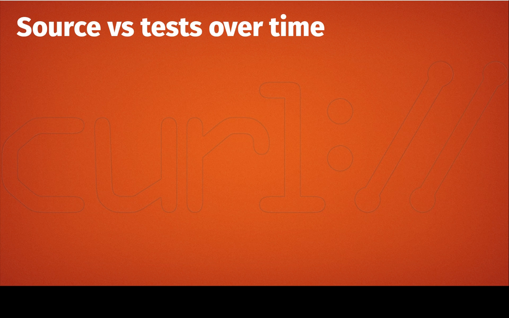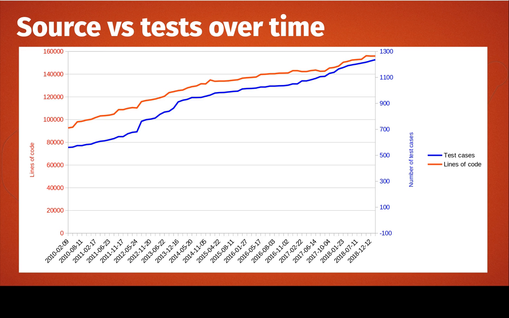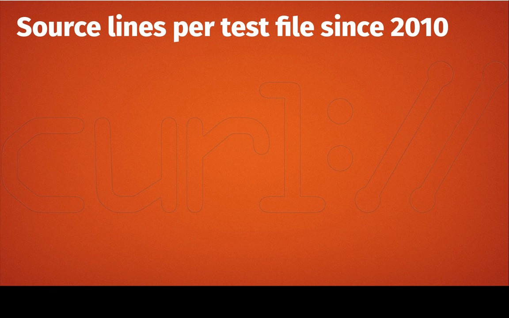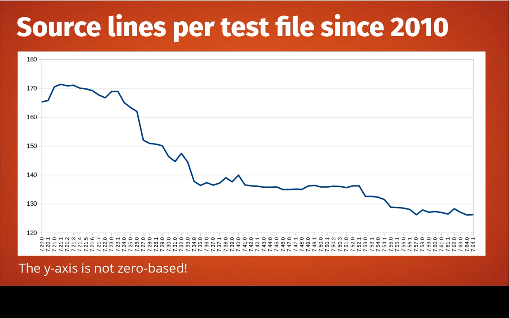And I did this fun comparison of the number of tests as compared to source code. Number of lines of code and the number of test cases. The blue line here is the number of test cases and the red is the number of lines of code. So at least the number of tests is catching up, it grows faster than we add code, which I guess is some measurement of good at least. Or put in another way, the number of source lines per test file since 2010 is going down, which I think is good. It means that we actually keep on adding more tests than we add code.